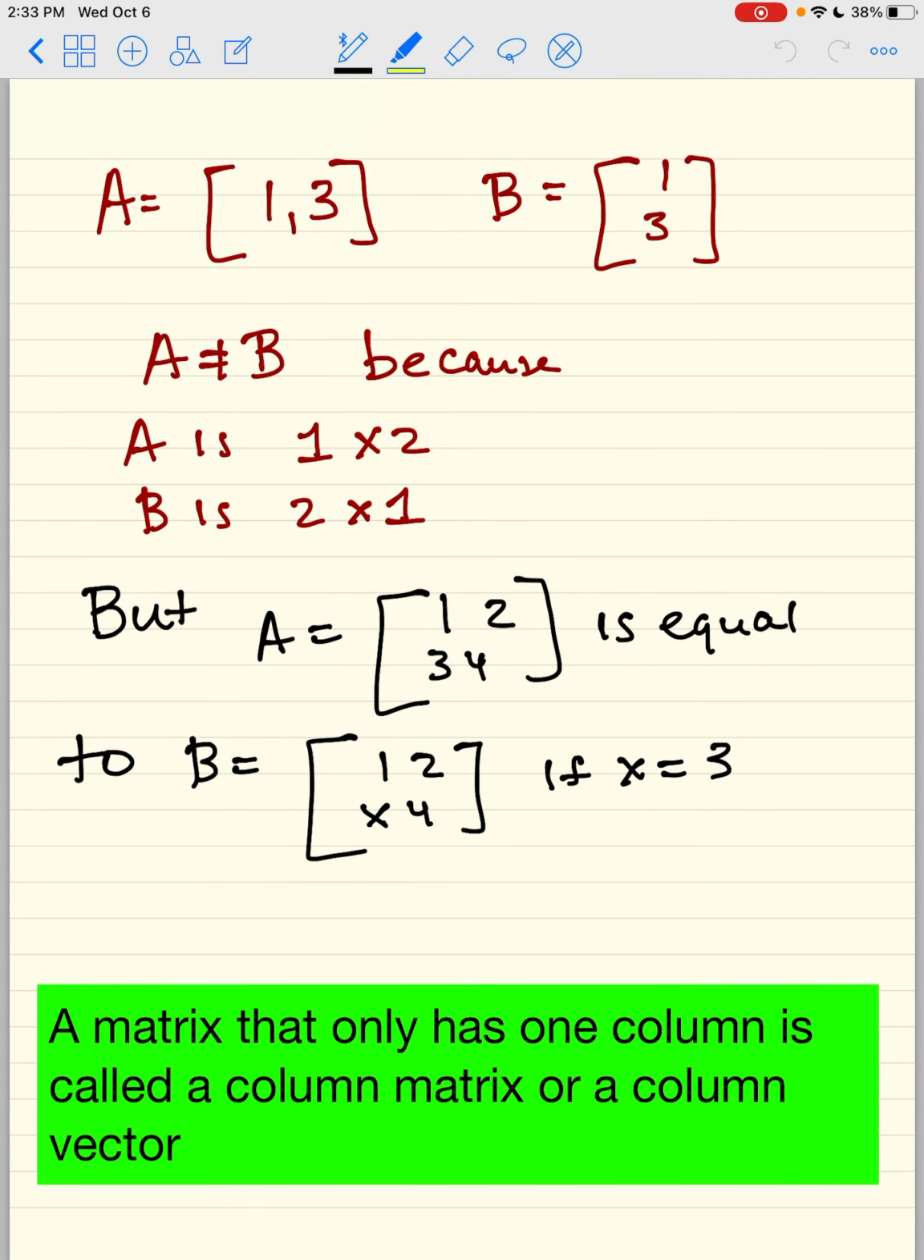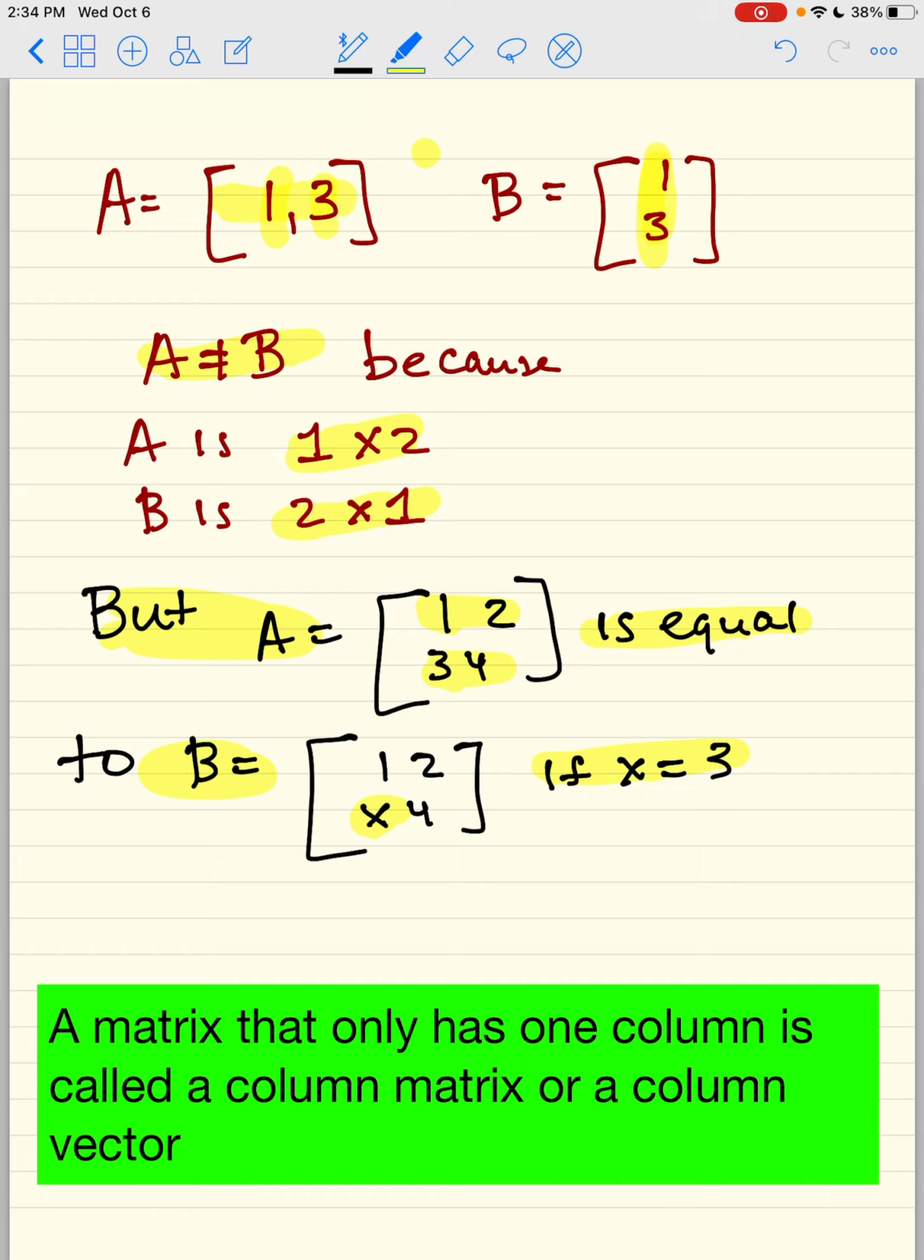So here, matrices A and B are not equal. That's obvious. They have the same numbers, but first and foremost, they don't even have the same size. A is 1 row by 2 columns. B is 2 rows by 1 column. So right away, they're not equal. Here, A and B will be equal. Okay, 1, 2, 3, 4. It is equal to B only if x equals 3. And the point of this, I know, seems very basic, but you're going to have to solve for x and y and z and so on. So it's important to know.